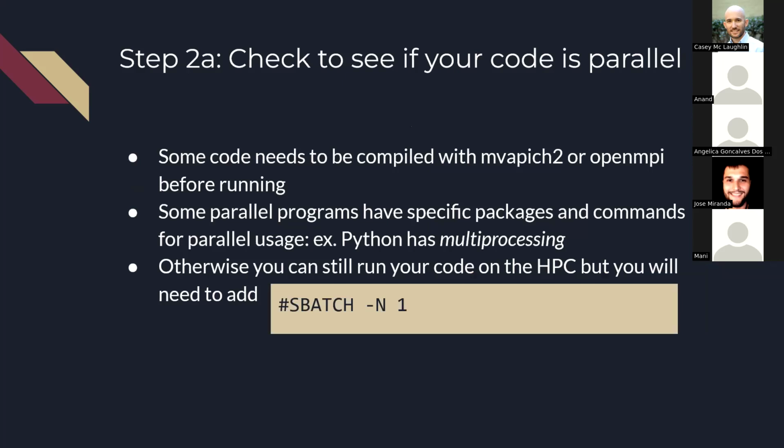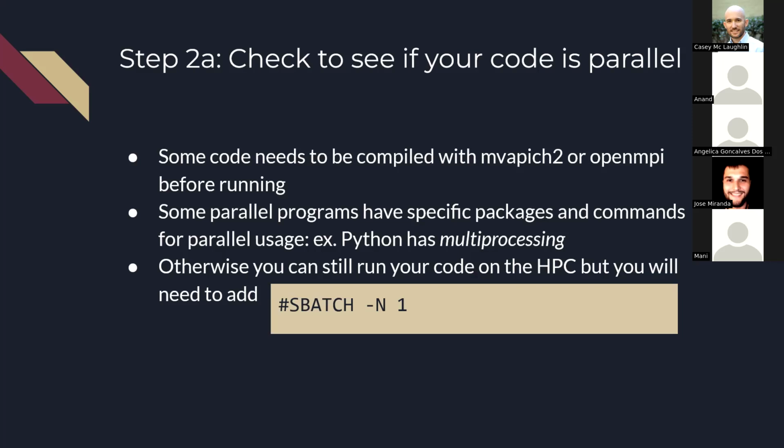To check to see if your code is parallel, some of your code needs to be compiled before it's run. If you ever see a C program compiled into an executable, sometimes you require specific compilers. The key ones are if you're compiling with MVAPICH2 or with OpenMPI. Other parallel programs have specific packages and commands for parallel usage. For example, Python has a multiprocessing module that can be used to optimize it for parallel usage, and that's true across other programming languages as well.